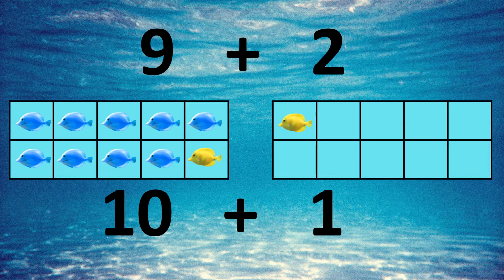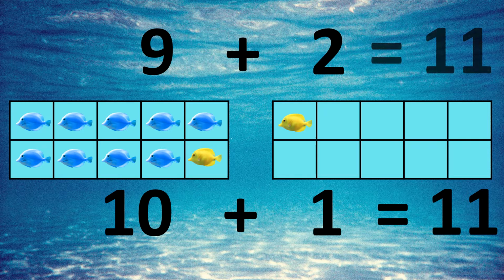So when we think about this, we can say that 9 plus 2 is really the same thing as 10 plus 1. We didn't add or take away any fish, we just moved them around. So now that we have a full 10 frame, it's easy for us to count because we know that's 10. And we also know that 10 plus 1 more is 11. And since we didn't add or take away any fish, we just moved them around, we know that because 10 plus 1 is 11, 9 plus 2 is also 11.